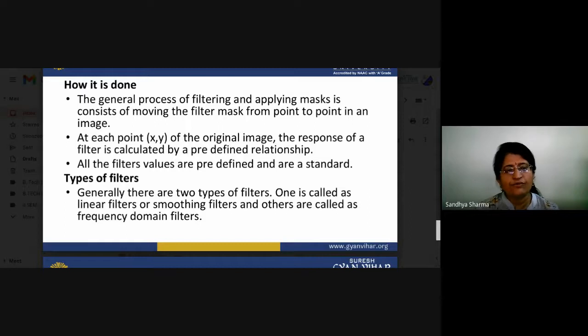Now we focus on the types of filters. Generally there are two types of filters. One is called a linear filter or smoothing filter, and the other is called a frequency domain filter.